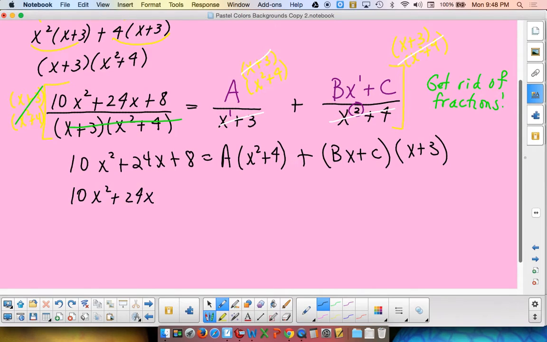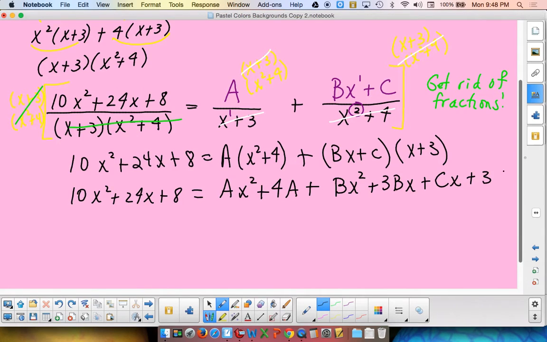I am going to distribute the a, which will give me ax squared plus 4a. The other ones here, yes, indeed, I get to FOIL. So firsts, outers, inners, and lasts. Be very careful that you keep track of the x's and the power on the x's, because now is the other key step. Step we always forget.